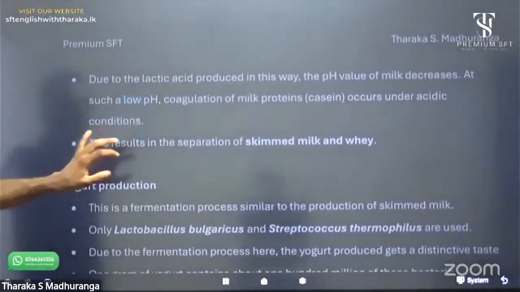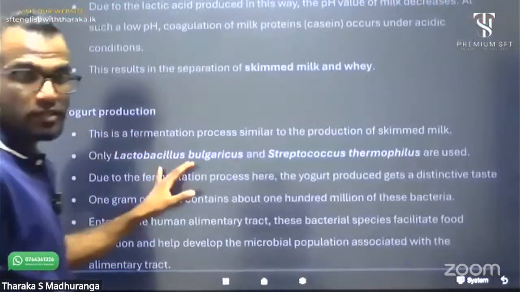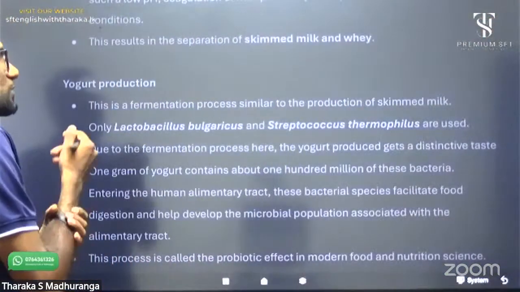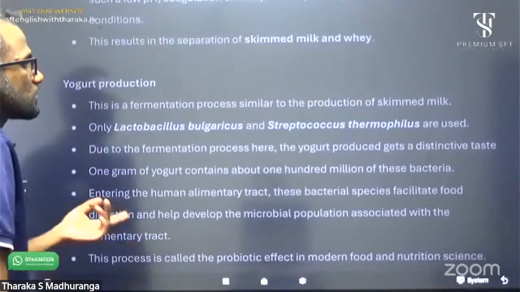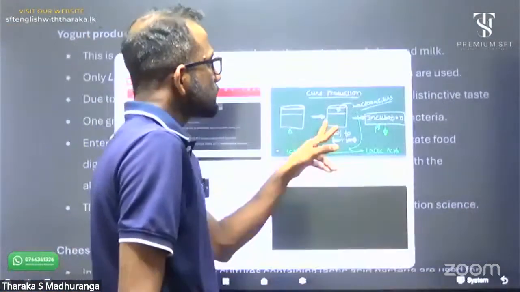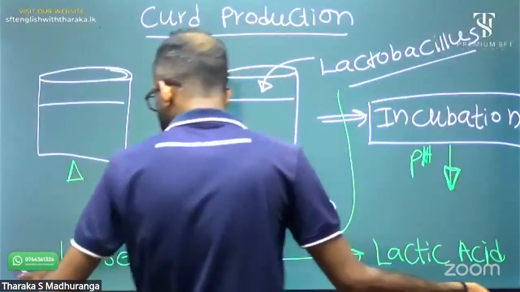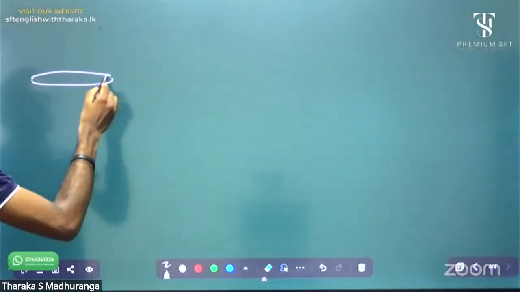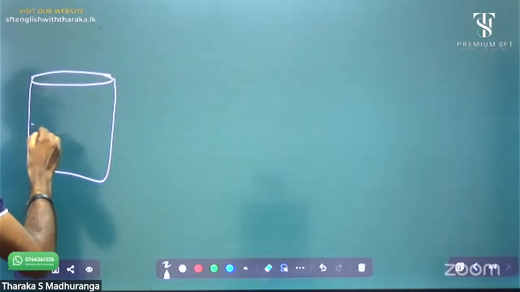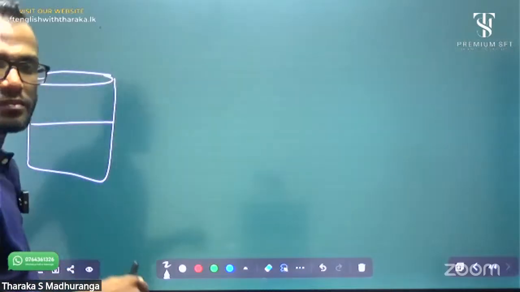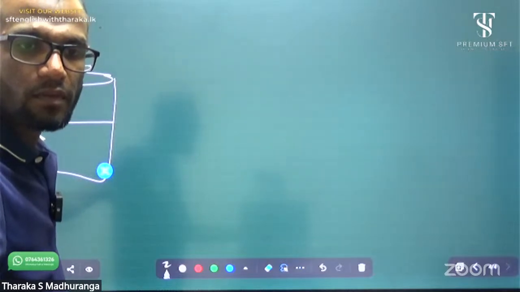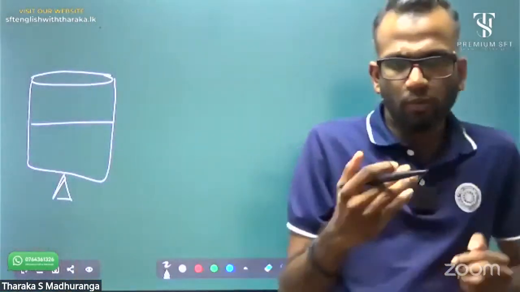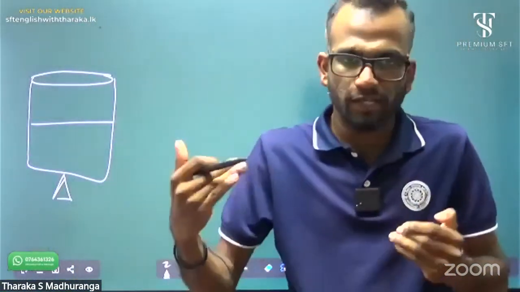Okay, the curd production is done. Next, the dairy product is yogurt production. The yogurt production is also the same. First step, get fresh milk and pasteurize it. Pasteurization means heating, normally at 90 Celsius for 20 minutes.